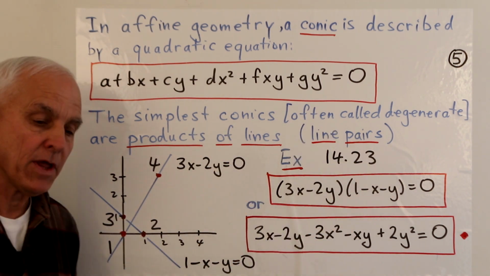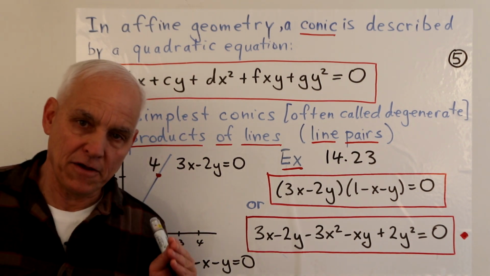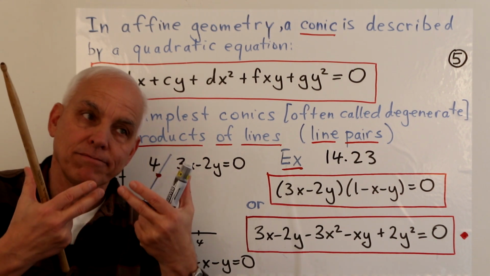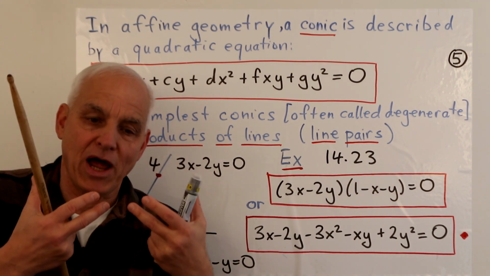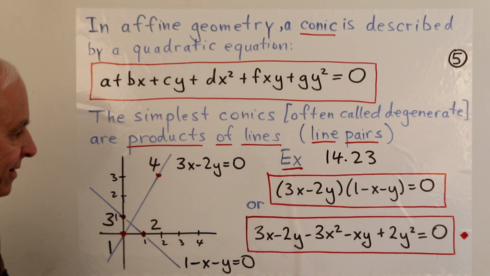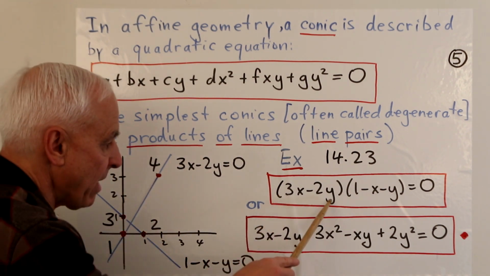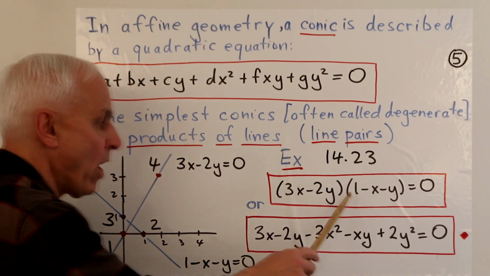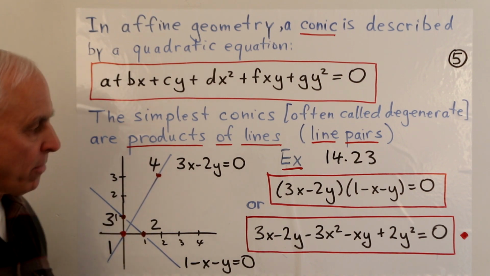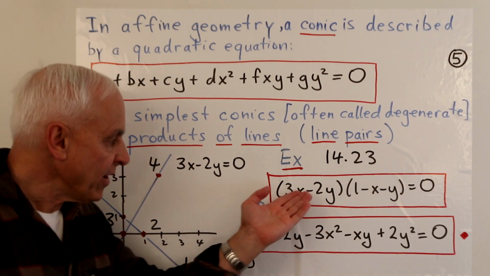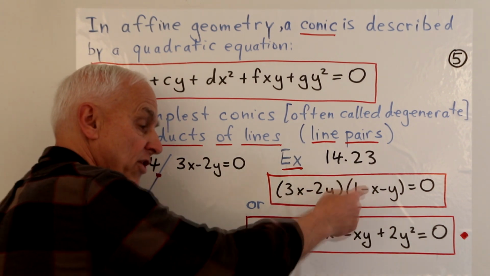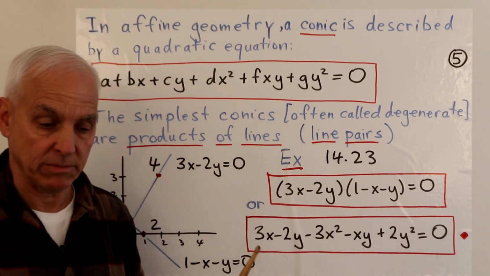Now 1, 4 had equation 3x minus 2y equals 0, and 2, 3 had equation 1 minus x minus y equals 0. So the way we can get a conic from these 2 lines is to just take the 2 equations of the lines and essentially multiply them together. So we form a composite equation by taking (3x minus 2y) times (1 minus x minus y) equals 0.